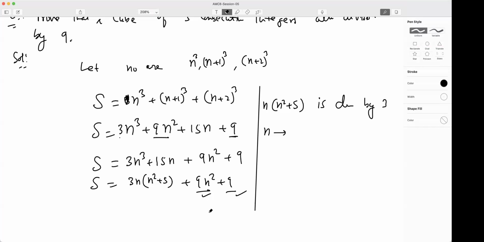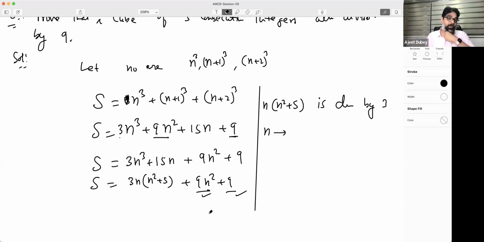Now we can write n as 3n, 3n plus 1, or 3n plus 2 by Euclid's division lemma. And then we can put the values of 3n, 3n plus 1 and 3n plus 2. It will be too lengthy. All 3 cases we have to do.